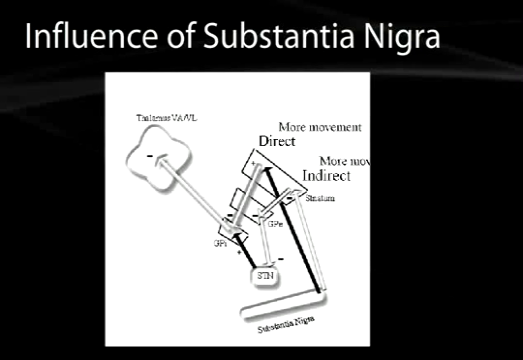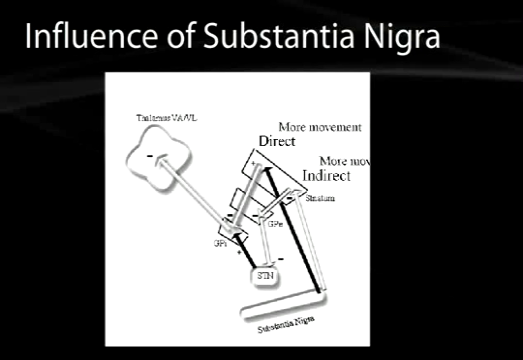Substantia nigra influences the direct and indirect pathway through exciting the direct pathway and inhibiting the indirect pathway. You've overlearned the fact that the substantia nigra is something that facilitates movement. So the fact that you know that the direct pathway is excitatory towards movement means that you know the substantia nigra would want to facilitate that pathway.